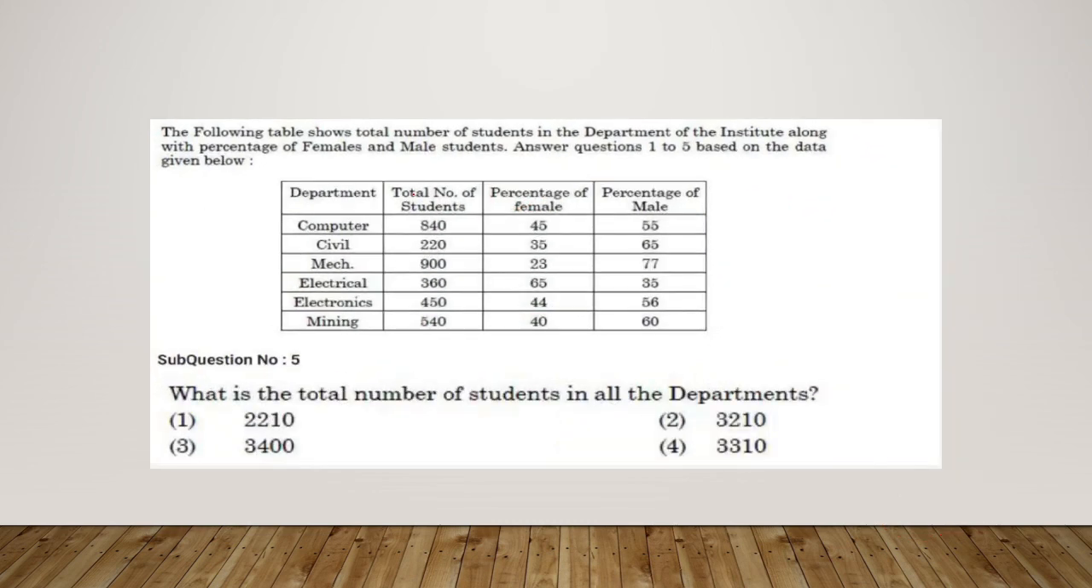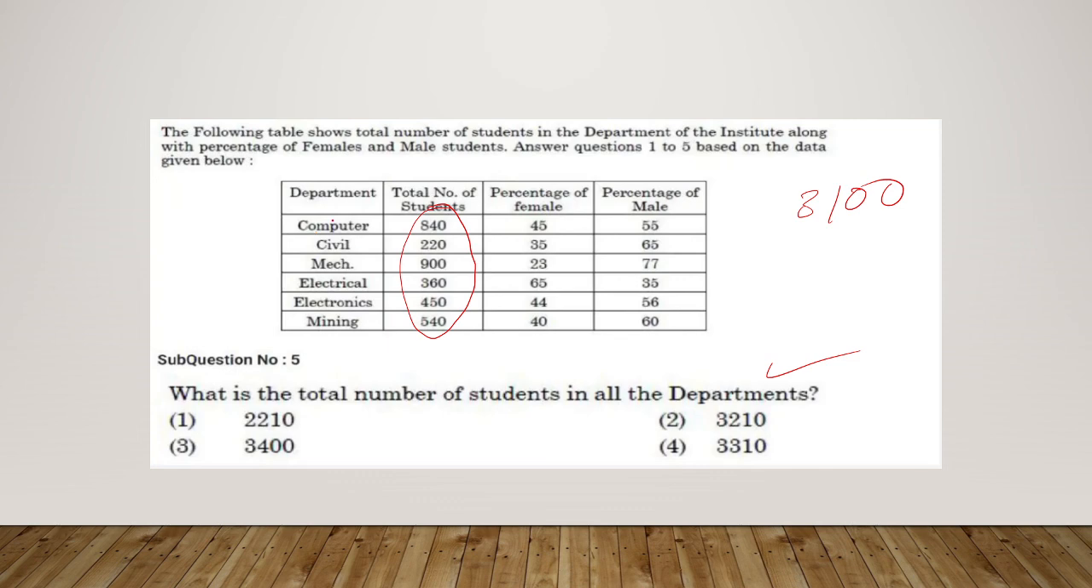Okay, next, what is the total number of students in all the departments? This is just we have to add all the numbers. I already told, don't calculate from the ones place. We have to do reverse, so as not to make any mistake. That's why first 800, 2000, 1900, 1900 plus 300, 2200, 2600, 2600 plus 5, 3100, 3100.